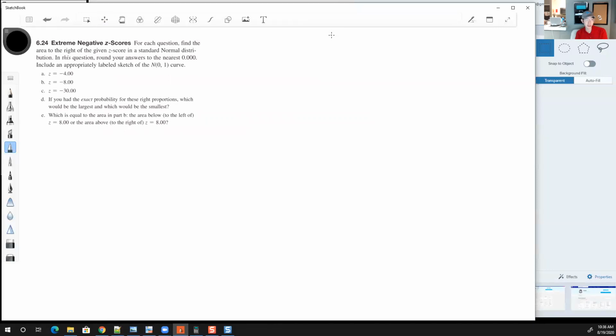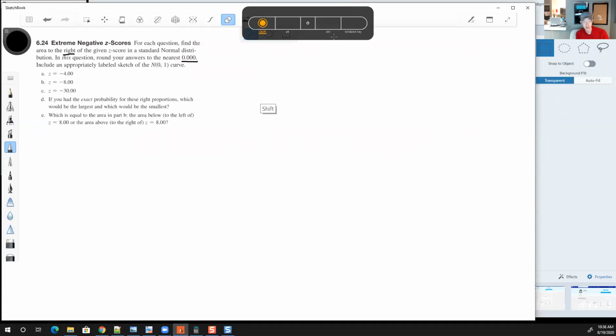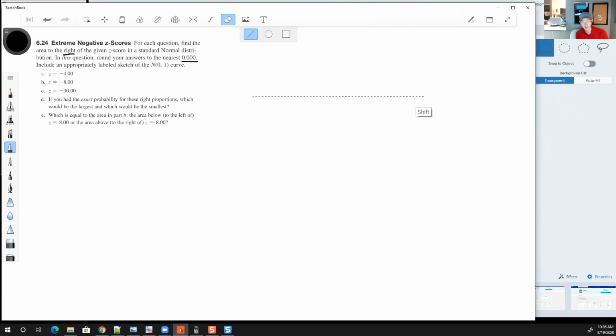Okay, so for each question, find the area to the right of the given z-score in a standard normal distribution. In this question, round your answers to three decimal places. Include an approximately labeled sketch of the N(0,1) curve. Sure, okay. We'll go ahead and try that out. All right, so our first one, we'll do this.